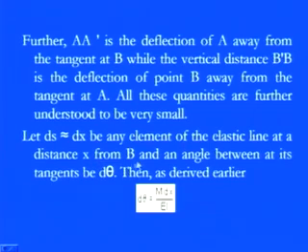Now you see, we assume that theta is very, very small, so ds is almost equal to dx for any element in the elastic line at a distance x from B, and the angle between its tangents will definitely be d theta. So d theta can be derived, as we derived in the previous one, as equal to M into dx divided by EI.